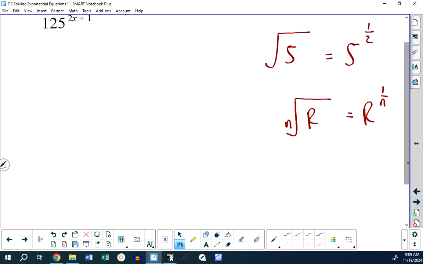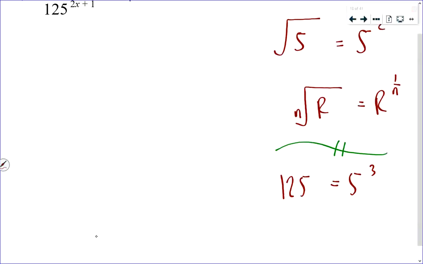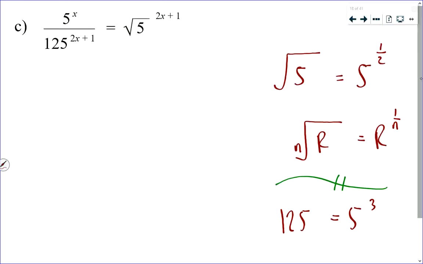125 is 5 cubed. I mean, I think there's something about this question that's a big neon sign flashing: common base is 5, common base is 5, common base is 5. So when you look at the 125, your brain should be heading in that direction. Can I write 125 as 5 to the something? And I'll leave it to you to figure out why it's 5 cubed. Okay?